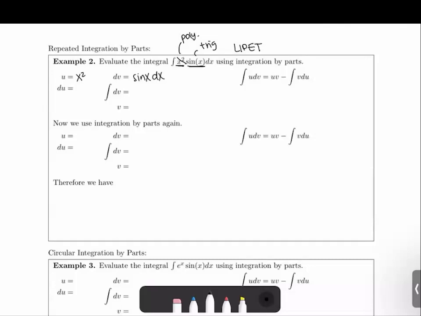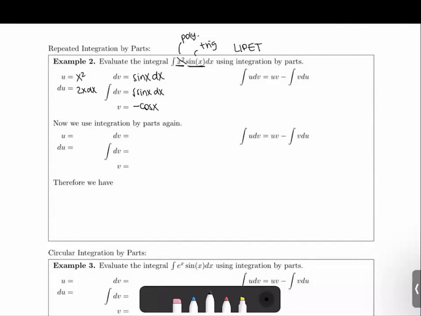Now we're going to take a derivative of u. The derivative of x squared is 2x, and then we add on a dx because we took a derivative. And now we integrate our dv. We are integrating sine of x dx, and the integral of sine is negative cosine. Remember that even though we integrated, we don't need to worry about the plus c until our very last step.